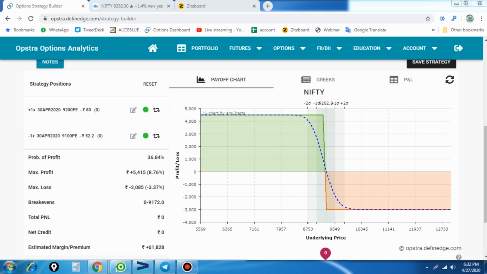The current market price of Nifty is trading at 9,282. If I am expecting bearishness, when the Nifty crosses below 9,172, this strategy will generate a profit of 5,400 if my expected view is bearish. My risk is 2,000, which gives me a 1:2.5 risk reward ratio. So this is the thing which I'm going to explain to you.